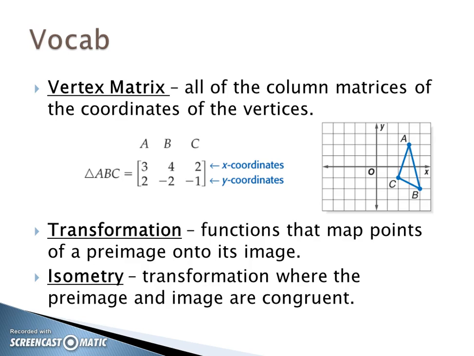First, let's start with some vocab. A vertex matrix is our matrix that talks about the vertices of our figures. The x coordinates are our top row, the y coordinates on the bottom row. Our columns create the vertices. A transformation maps points of a preimage onto an image. So the idea is it changes our picture, our figure. An isometry is a transformation where the preimage and image are congruent. So it does not change size or shape.